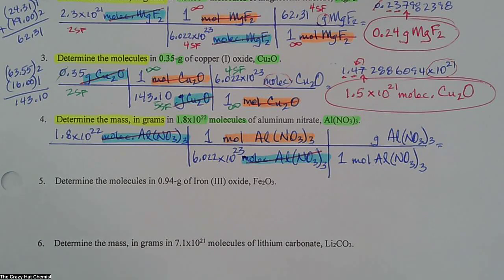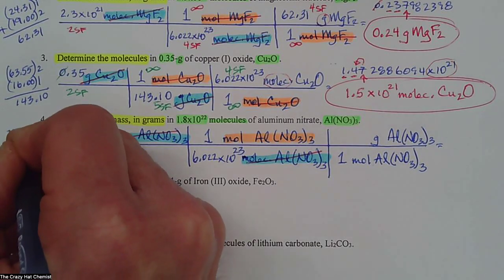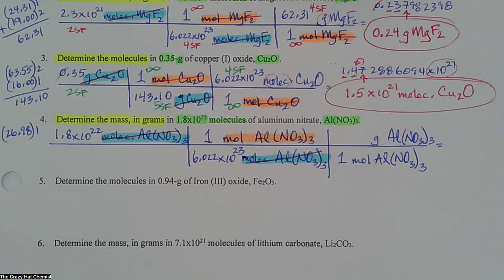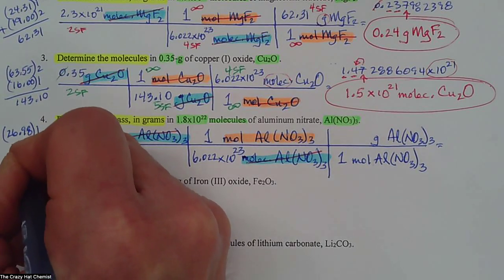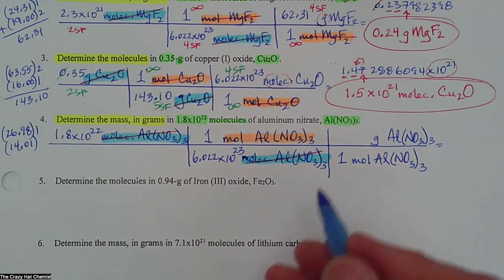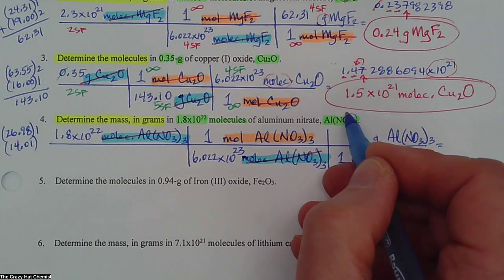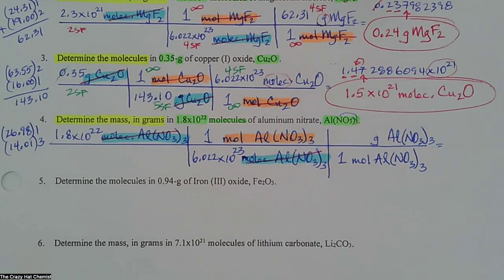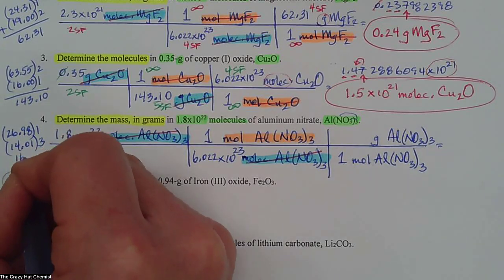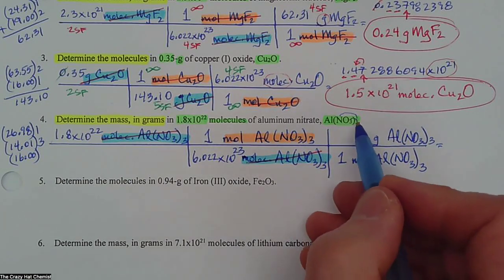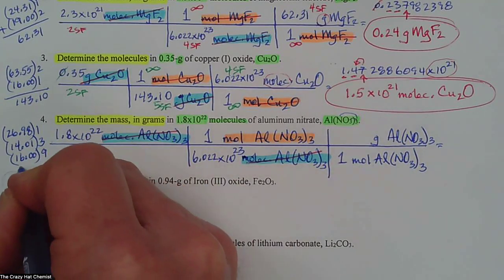Aluminum is 26.98. There's 1 aluminum in this formula. Then nitrogen is 14.01. And how many nitrogens are there in this formula? Well, you need to distribute this 3 over both terms. So there's 3 nitrogens. Oxygen is 16.00. And how many oxygens are there in this formula? That's 3 times 3, that's 9.